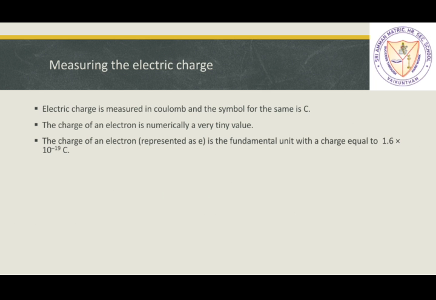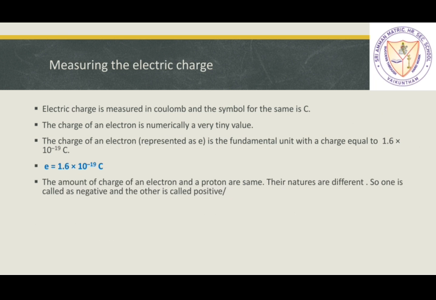That means one electron contains how much charge? 1.6 into 10 to the power minus 19 coulombs of charge will be contained in one electron. That means the value of e is equal to 1.6 into 10 to the power minus 19 coulombs. The amount of charge of an electron and a proton are the same. The amount of charge the proton carries will be equal to the amount of charge the electron carries, but their natures are different.